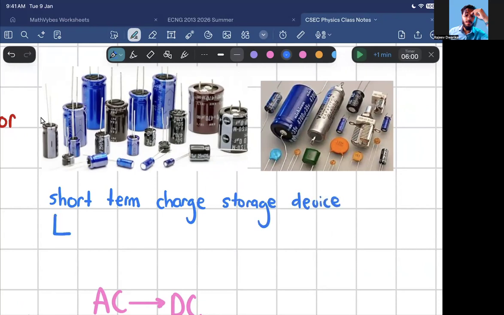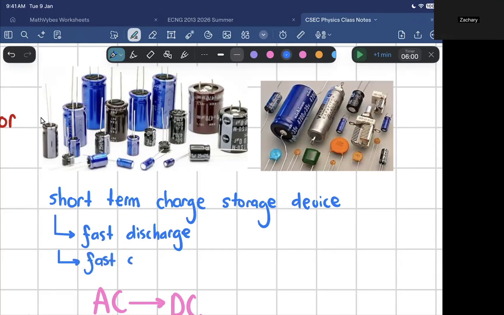What does this mean? Well, if I tell you it's a short-term storage device, I think you can't store charge for a long period of time. No, it only stores things for a couple of seconds, right? It has a really fast charge and discharge time. That means it would discharge fast and it would also charge fast. You know what discharge means? To lose charge too. Yeah, to offload your charge to a component.